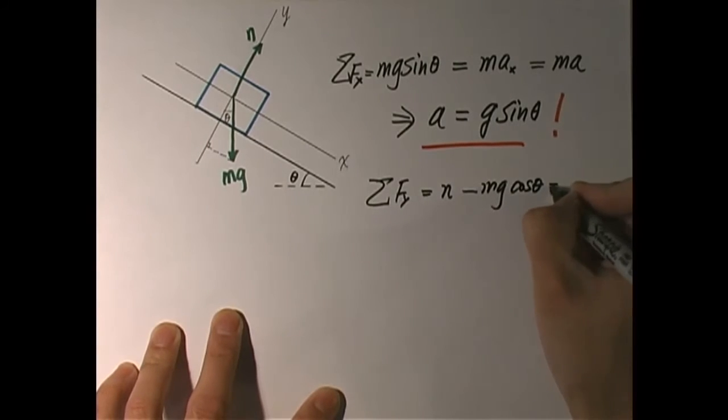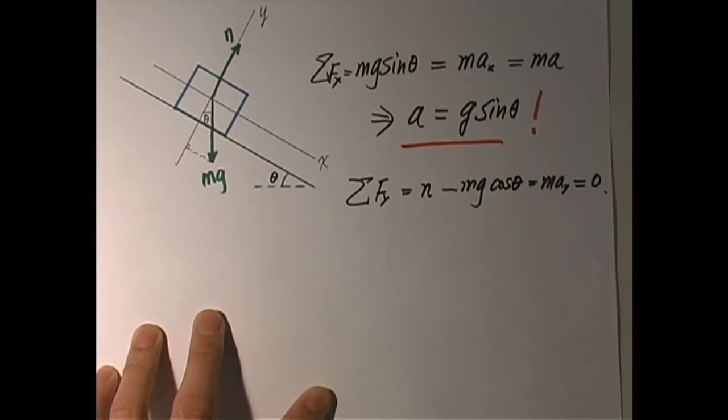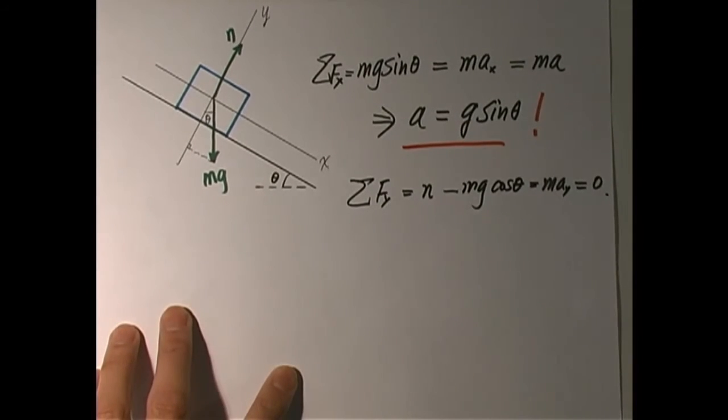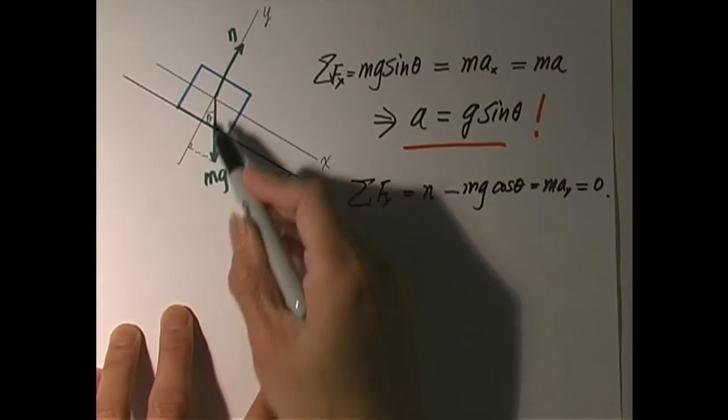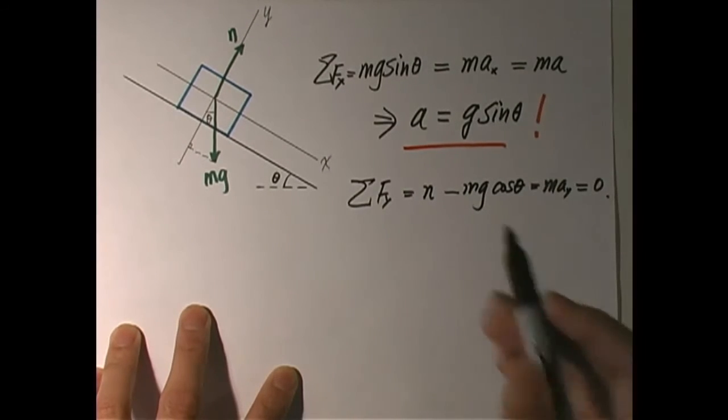And that's, of course, may, right? And we all know what ay is. That's 0. Again, that's simplified because the geometrical constraint is very easily expressible here. It's just no motion, no acceleration in the y direction. So what do we learn from here?